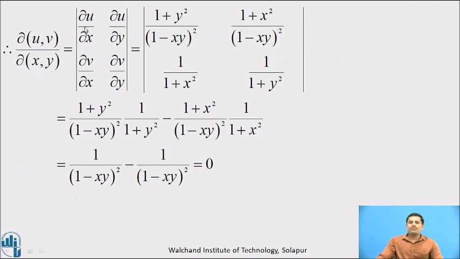Now substituting all these four derivatives in this determinant, we get this expression. Now evaluating this determinant: (1 plus y square) upon (1 minus xy) whole square into 1 upon 1 plus y square, minus this product (1 plus x square) upon (1 minus xy) whole square into 1 upon 1 plus x square. This 1 plus y square and 1 plus y square will be removed. Here also 1 plus x square and 1 plus x square are removed, and we get this expression as 1 upon (1 minus xy) whole square minus 1 upon (1 minus xy) whole square, which is equal to 0.